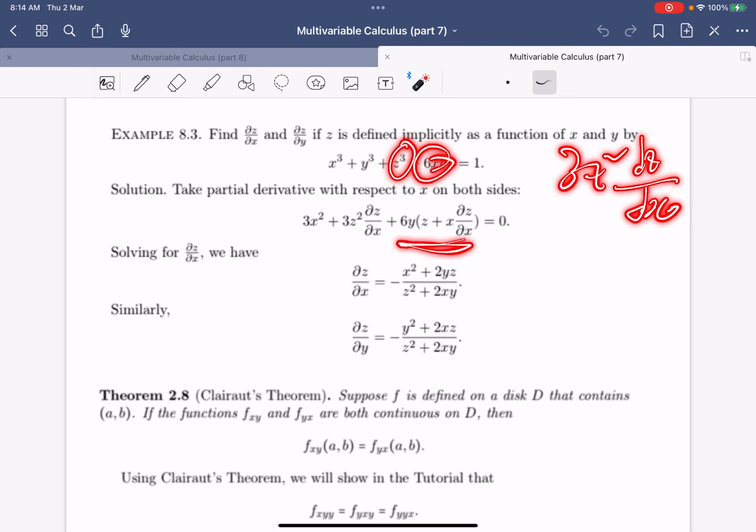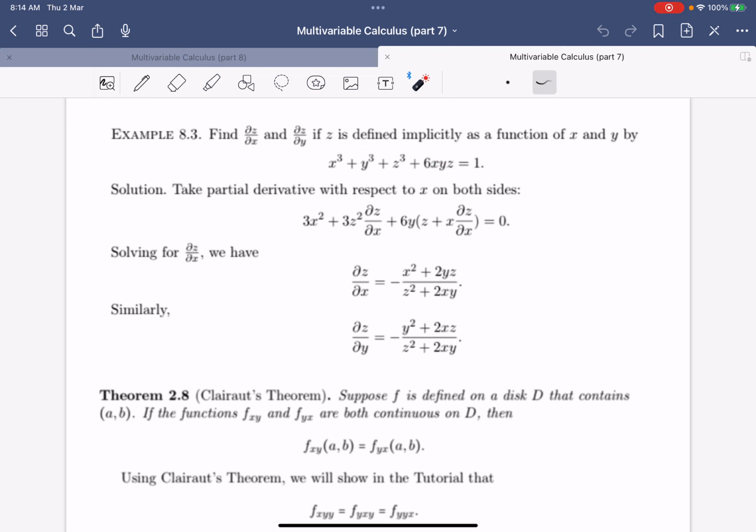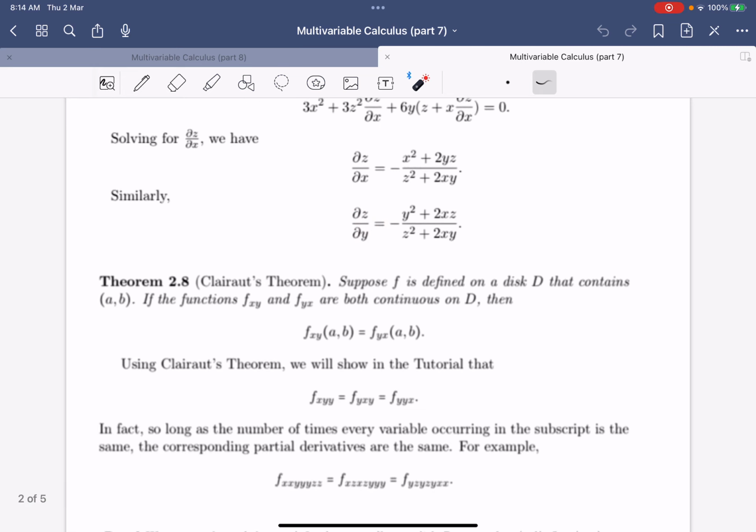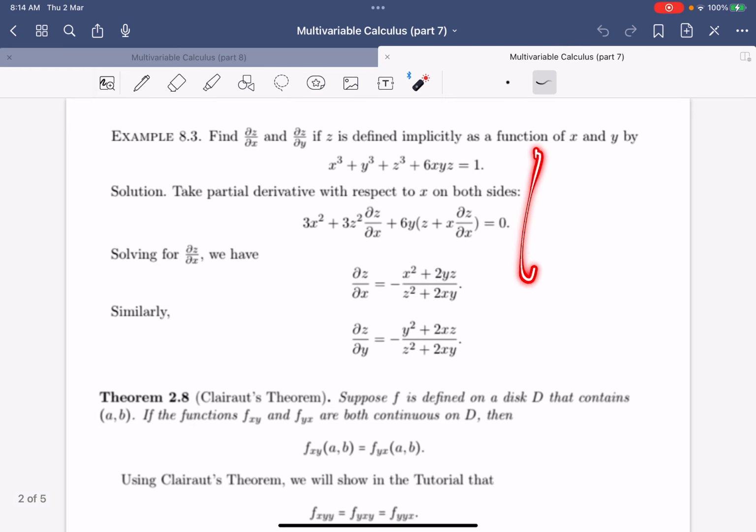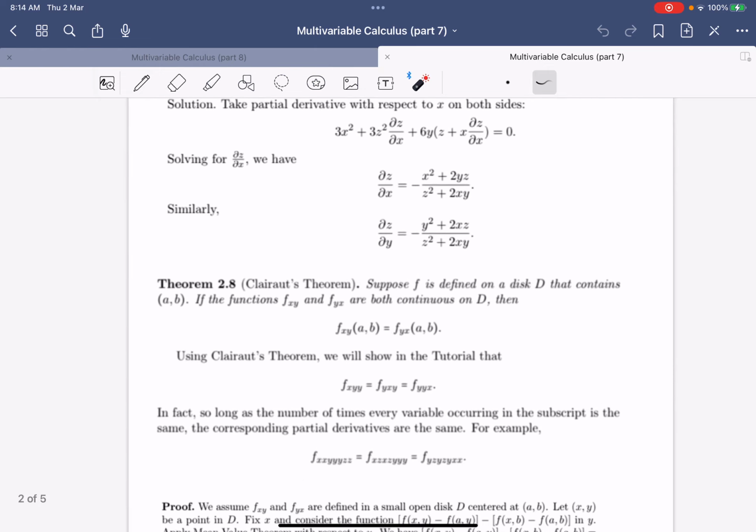And for this part, you can just use the product rule as follows. And by expanding this out and simplifying it, you are able to get partial z over partial x equals minus (x squared plus 2yz) over (z squared plus 2xy). Similarly, you can do so for partial z over partial y. So really do practice a lot, then you get familiarized with writing the notation of partial x over partial z or whatever. And you can find a lot of examples in the textbook by Thomas Calculus.